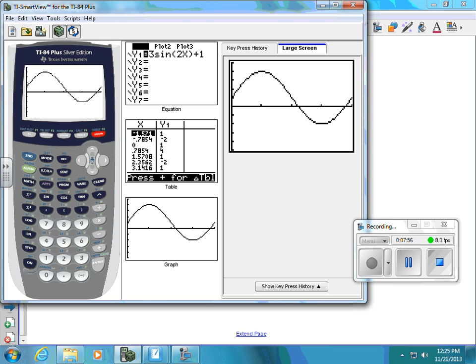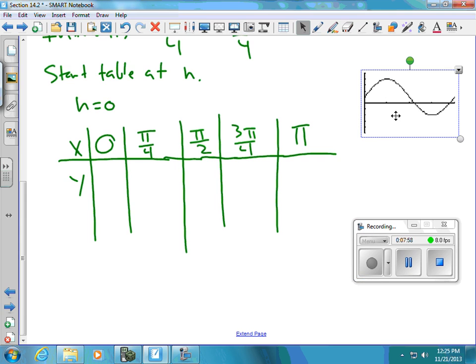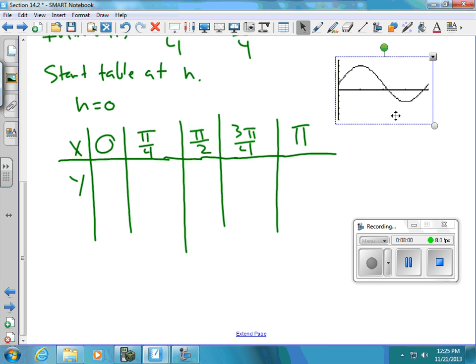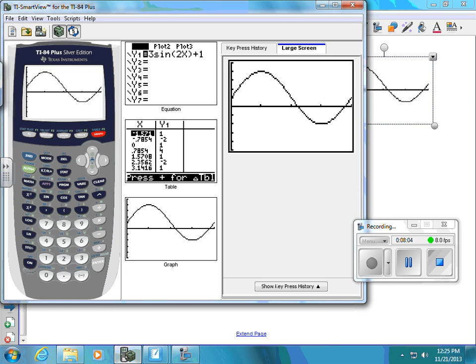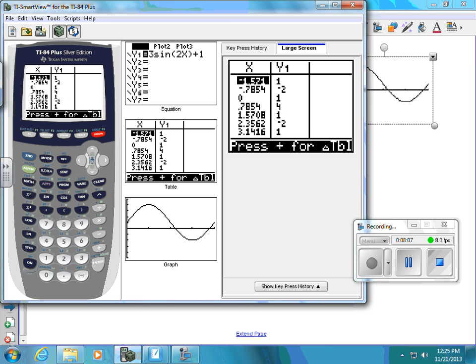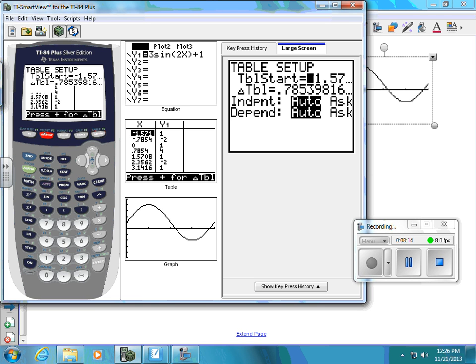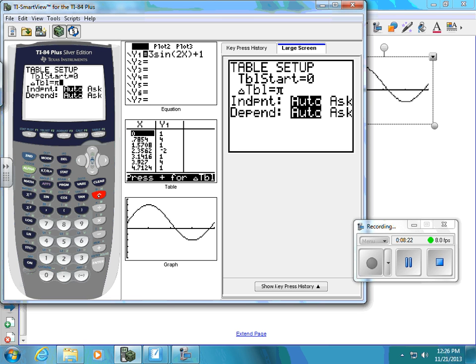And notice it does appear to be raised up a little bit higher than our other graphs were. They were on the x-axis. We want to get a table. Second table. Well, it's not set up really the way we want it. We might have lucked out here. It looks like it might work out. But you want to go to second table set. We want to start our table at 0 because that's the first value in our table. Our intervals, our change in table, is pi divided by 4.